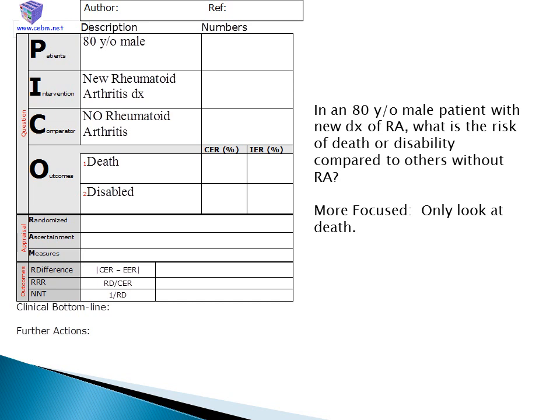So putting that back into English, in an 80-year-old male patient with a new diagnosis of rheumatoid arthritis, what is his risk of death or disability compared to people without rheumatoid arthritis?